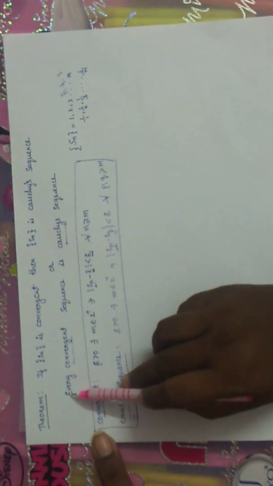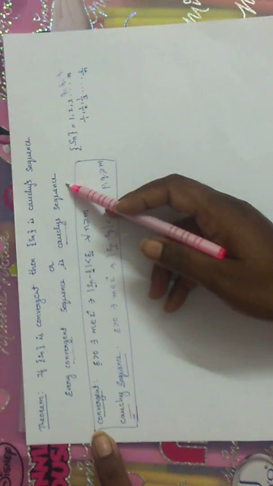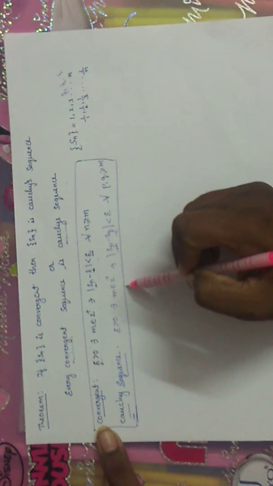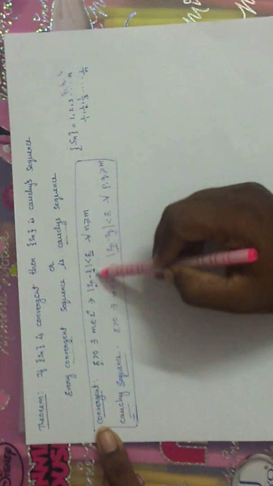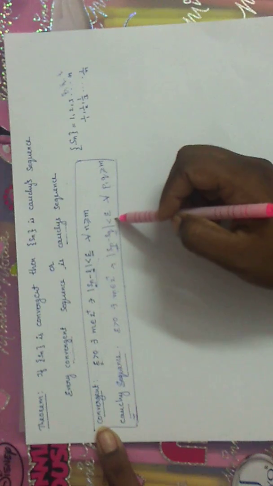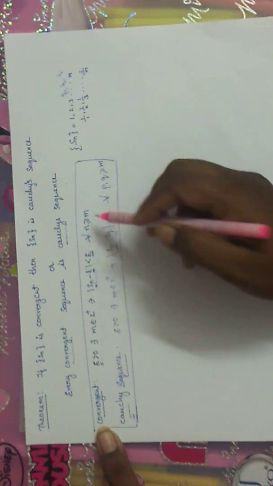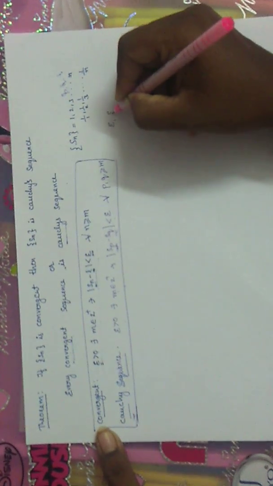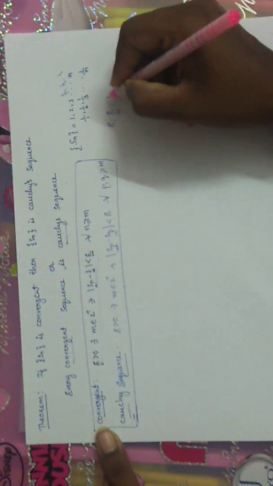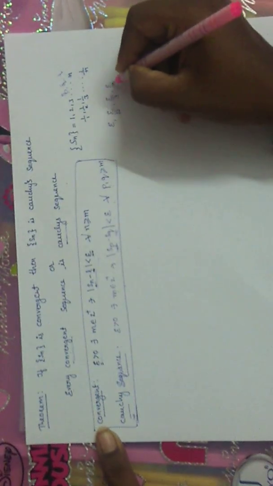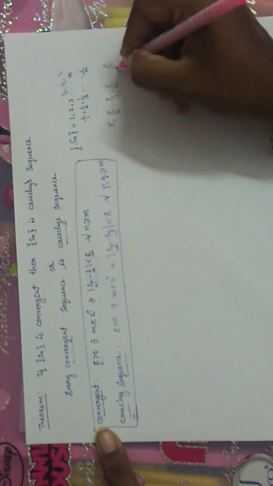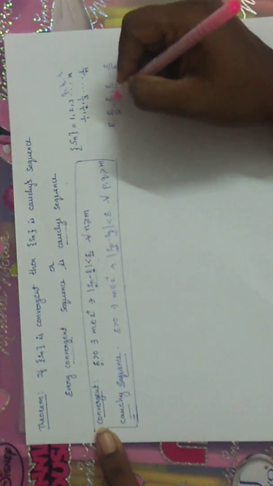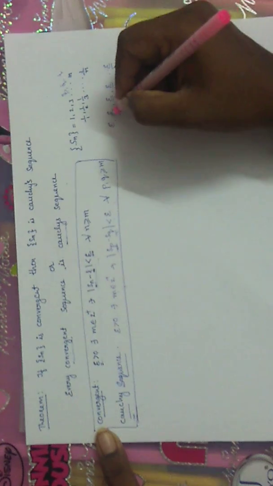Because our theorem statement is every convergent sequence is a Cauchy sequence. It means we have to take this statement and prove it. In this statement we will take mod Sn minus L is less than epsilon, and we will prove that mod Sp minus Sq is less than epsilon. Basically epsilon is a small positive number. So epsilon by 2 is also a small positive number, epsilon by 3, epsilon by 4, and so on. Why? Because if we divide epsilon by 2, 3, 4 or so on, these values are also very small positive numbers.